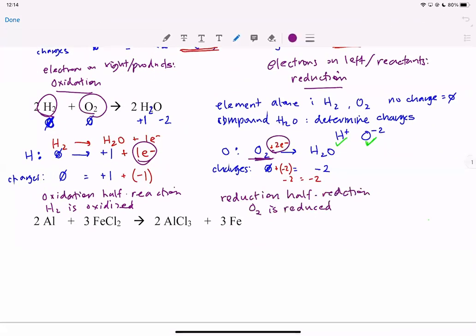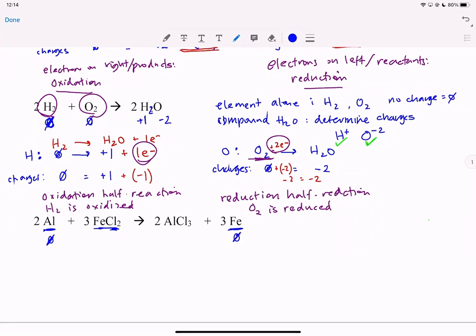Let's take a look at this one, which is aluminum, iron, and chlorine. We want to follow the fate of all of these, but we first have to figure out the charge values if you have a compound. When you have the element alone, this aluminum is 0. It's not bonded to anything else. Same thing with this iron, Fe, on the right side. That's an element alone, and the charge value is 0.